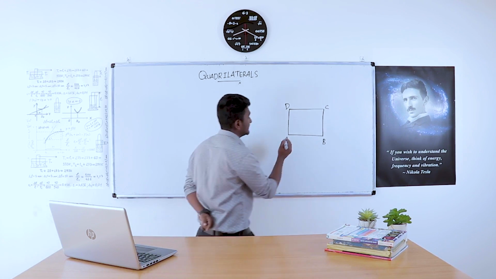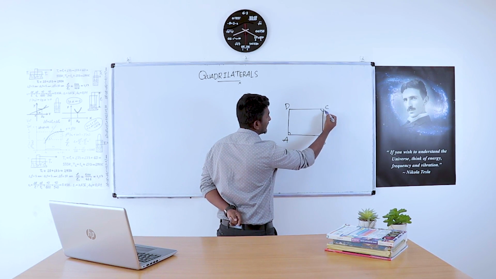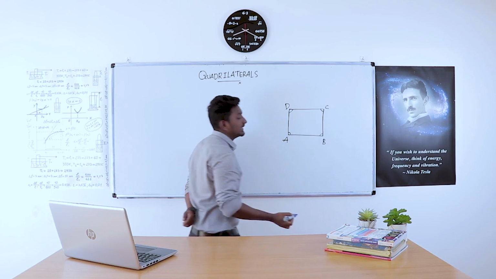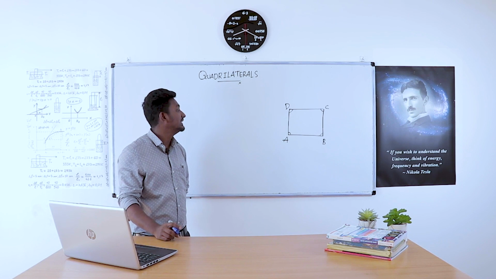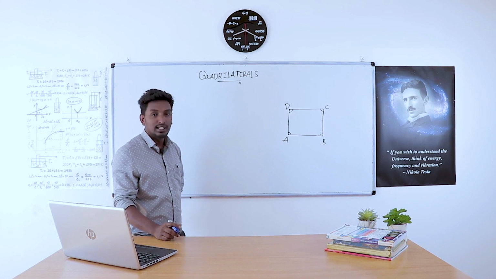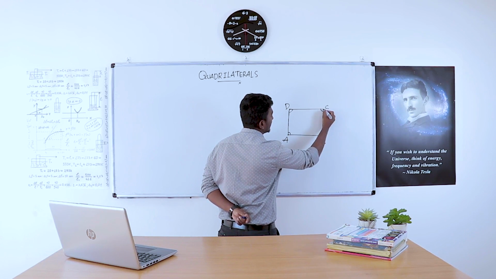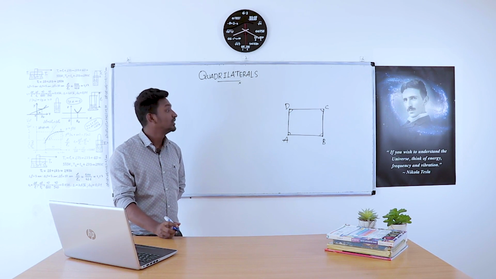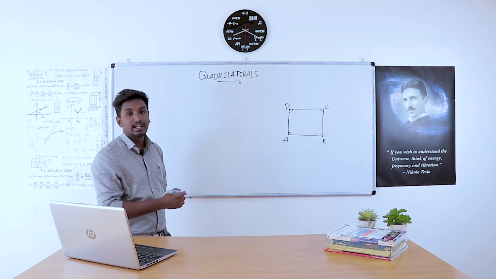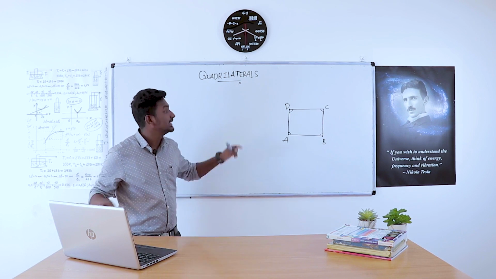Now look at the angles. Here angle A, here angle B, here angle C and here angle D. These are the 4 angles. And also these are the 4 vertices: vertex A, vertex B, vertex C and vertex D. So it is a closed figure having 4 sides, 4 angles and 4 vertices. Then this can be called a quadrilateral.